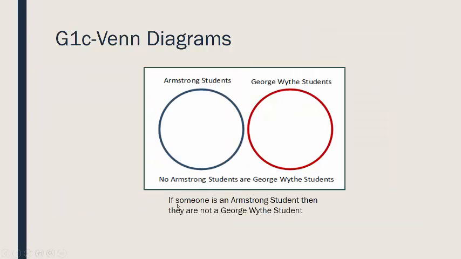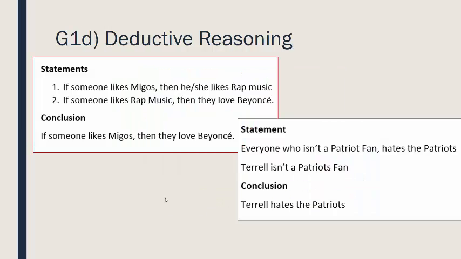Here's another one. Armstrong and George Wythe are rivals. Those Bulldogs over there. So, we got to show our Wildcat pride. Anyway, no Armstrong students are George Wythe students. These are completely separate circles. So if someone is an Armstrong student, then he is not a George Wythe student, or she is not a George Wythe student. Alright, let's go to the next section here, deductive reasoning.